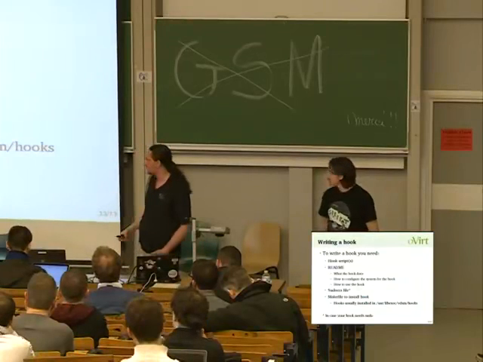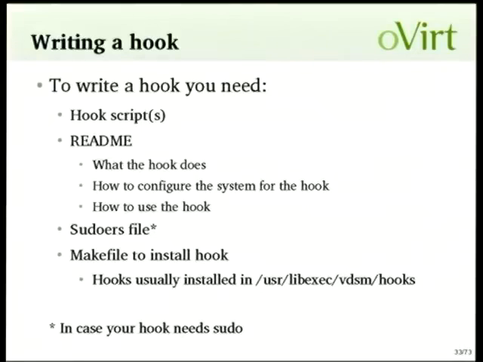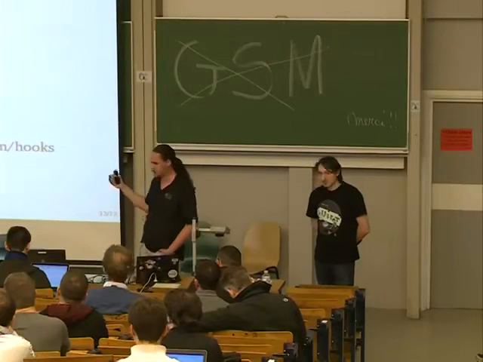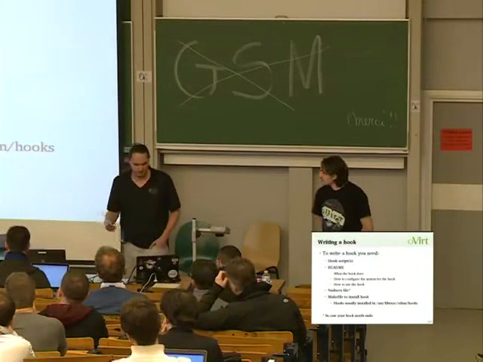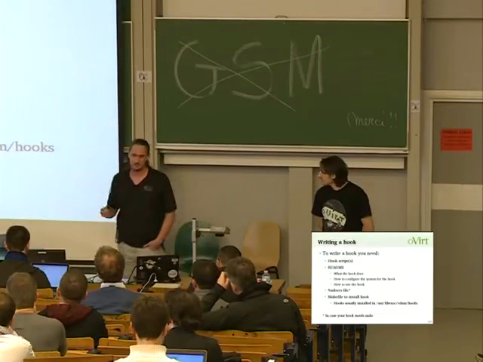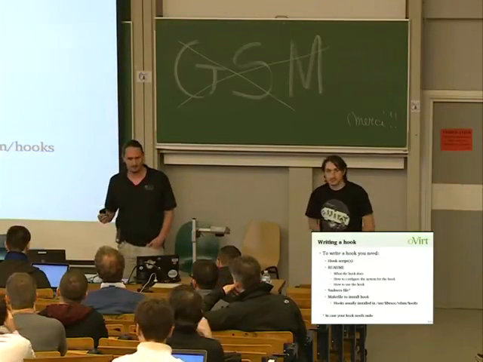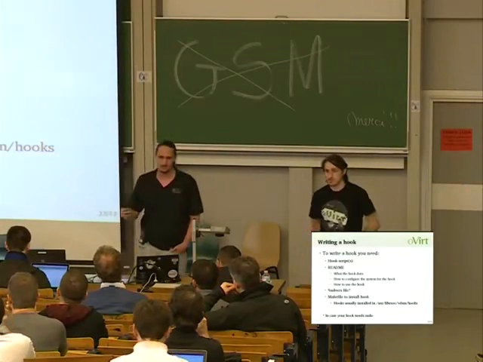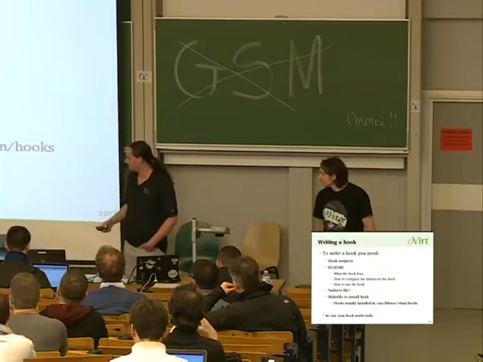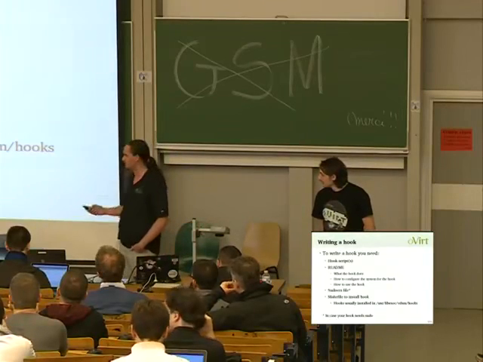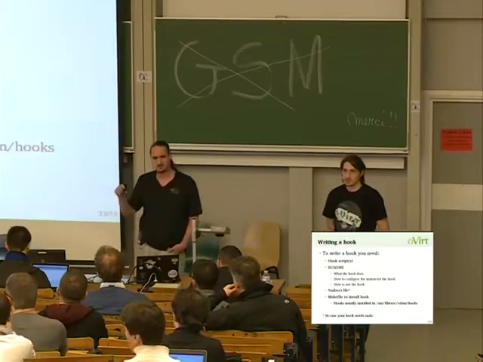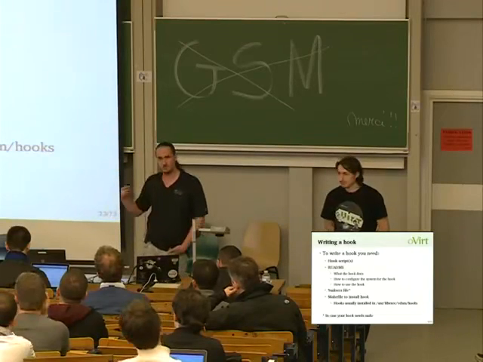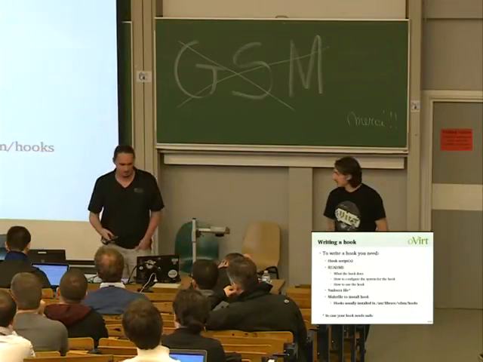So how to write a hook? Basically, you need the hook scripts, of course. These are the scripts that do the work, like the Python scripts that we saw. And you usually include a README that says what this hook does, how to configure it, how to use it, and how to consume it via oVirt. And maybe you need a sudoers file. If your hook, like this hook, doesn't call any external command, you don't need it. But if you're calling an external command, you need a sudoers file to enable it, and just a makefile to install the hook. So basically, these all exist in the VDSM source code. You can see there's a VDSM hooks directory, and you can look at the different hooks and see how they do it and just take inspiration from there.